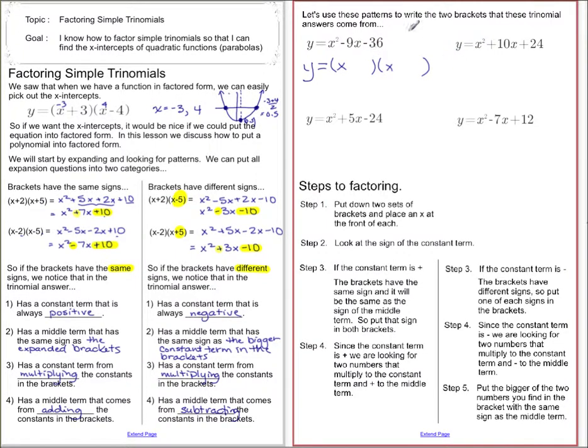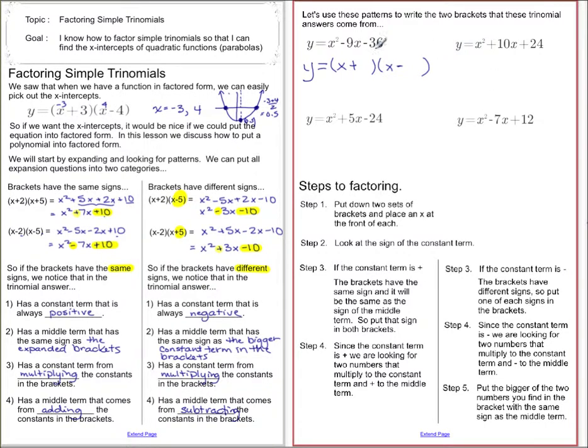And now what we're going to do, we need to figure out which category this falls into, same or different. So we're going to start with this first thing here. To figure that out is what's the sign of the constant term. So over here the constant term is negative. If the constant term is negative, we know that it falls into this category where they have different signs. So I'm going to put one bracket, one of each in there.